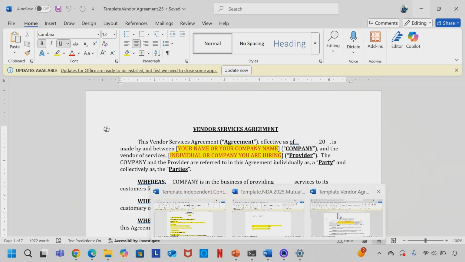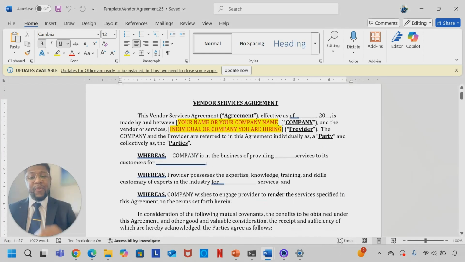Finally, we have the vendor agreement. Now, the vendor agreement is used when you are the one hiring someone else to perform services on your behalf. Whether you have a live event that you're putting on, or you're a consultant and you need to hire a third party to come and do work. Maybe you're an athlete or you're an influencer and you're hiring a photographer or a videographer to come and do work for you. Regardless of the circumstances, this contract will go ahead and protect you.